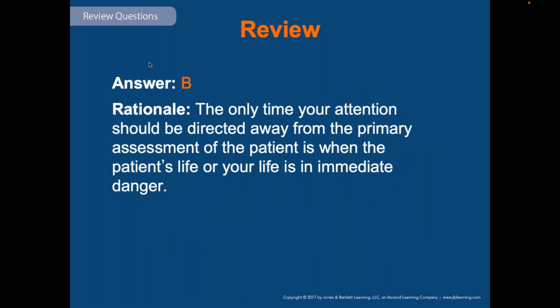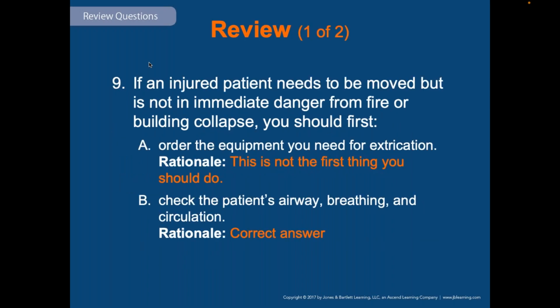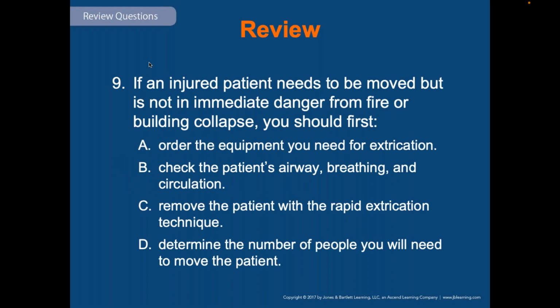So they actually said B on this. If an injured patient needs to be moved but is not in immediate danger from fire or building collapse, people would think the answer would be D, determine the number of people you'll need. This is a typical National Registry question. What would you do first? Airway, breathing, circulation, every time. They're trying to trick you into thinking outside of it, but there's nothing in there that says the patient's stable or not, so you don't know until you figure that out. They didn't say unstable patient, they just said immediate danger. So they want you to check ABCs before you make the determination how you're going to move a patient. Those are the trick questions they're going to put into your National Registry exam.